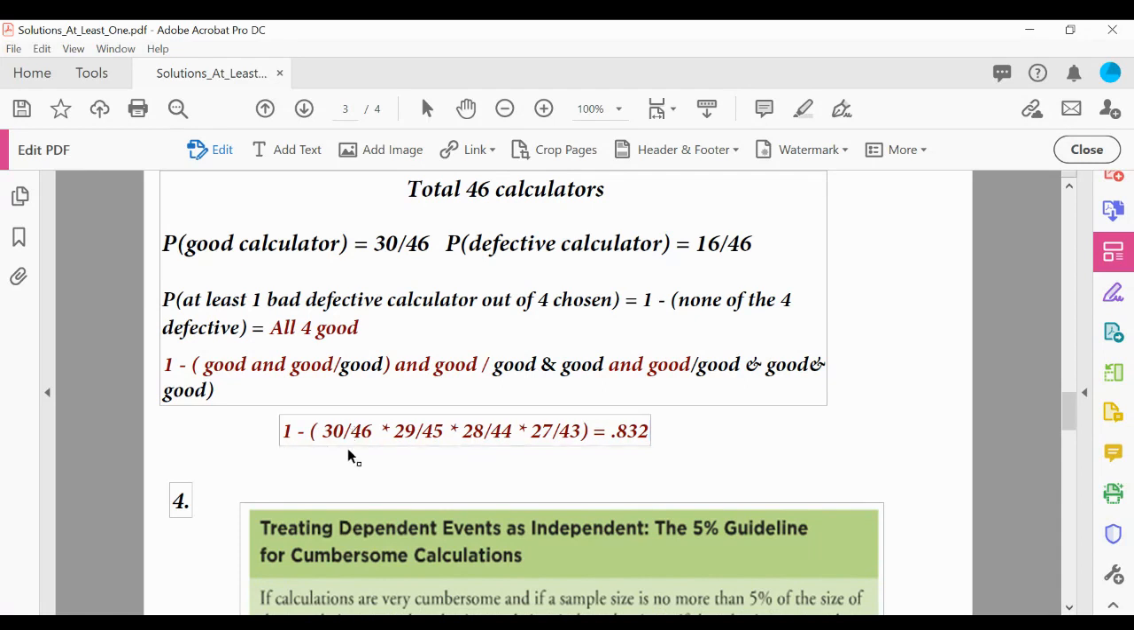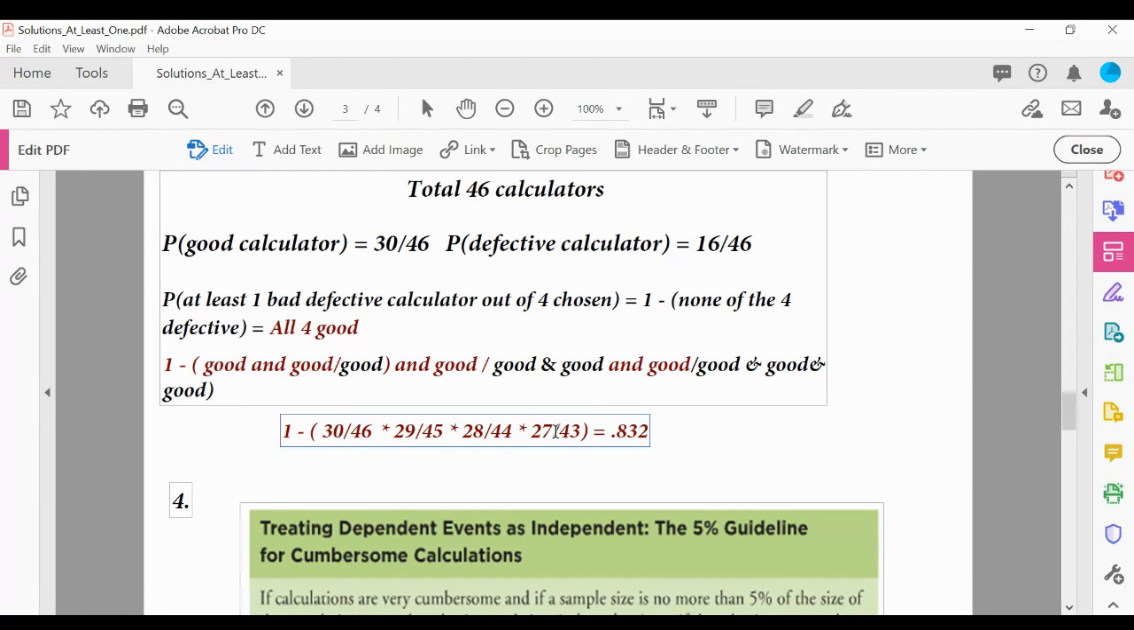All right, so it's 1 minus probability the first one is a good calculator. It's 30 chances out of 46. I take that calculator out, put it off to the side. Probability of me getting another good one is only 29 out of 45 times 28 over 44 times 27 over 43, which gives 0.832. If you did not subtract 1 from the numerator and denominator, you used 30 over 46 raised to the 4th.